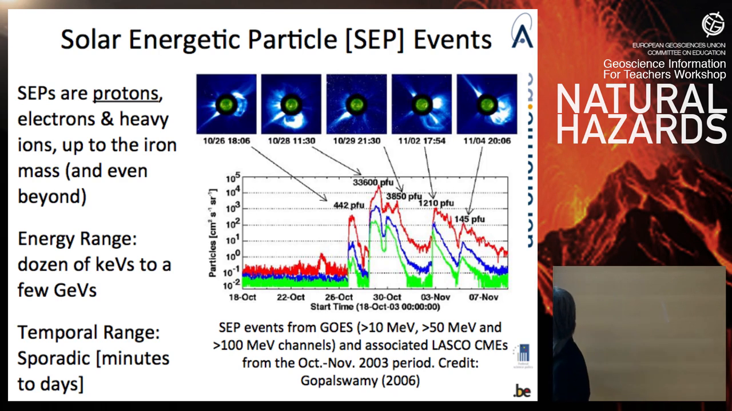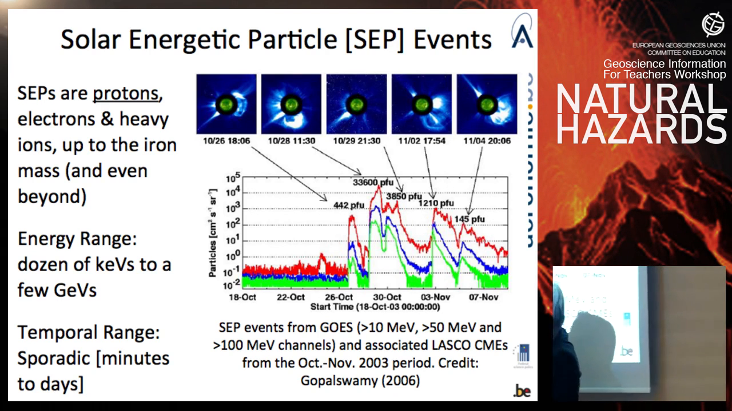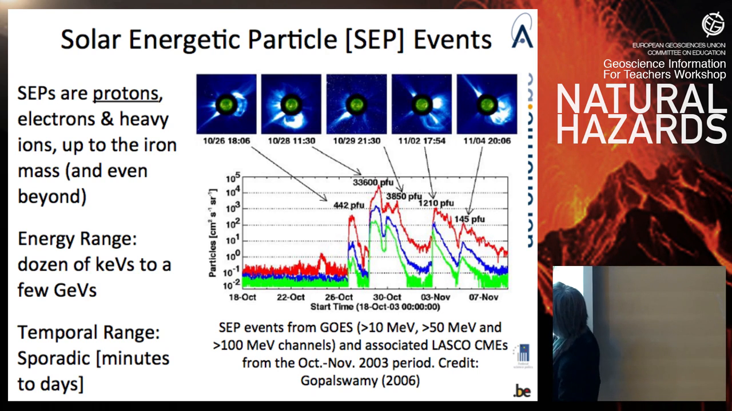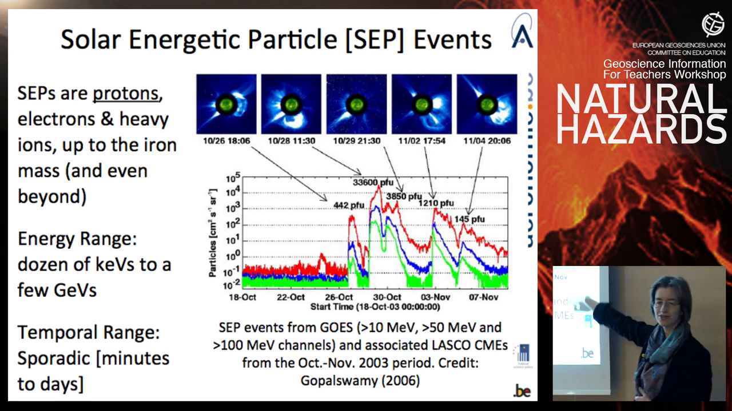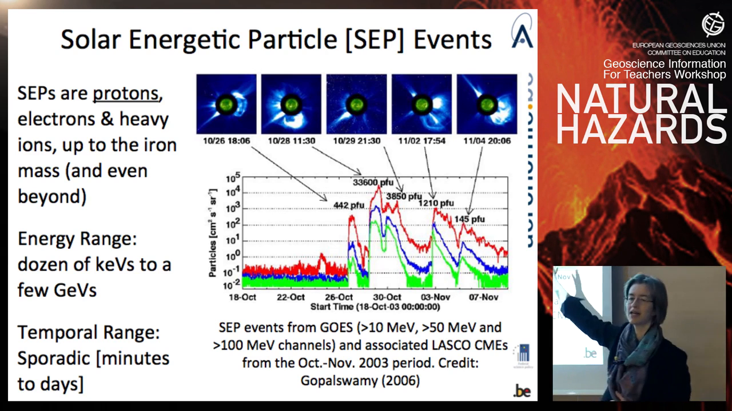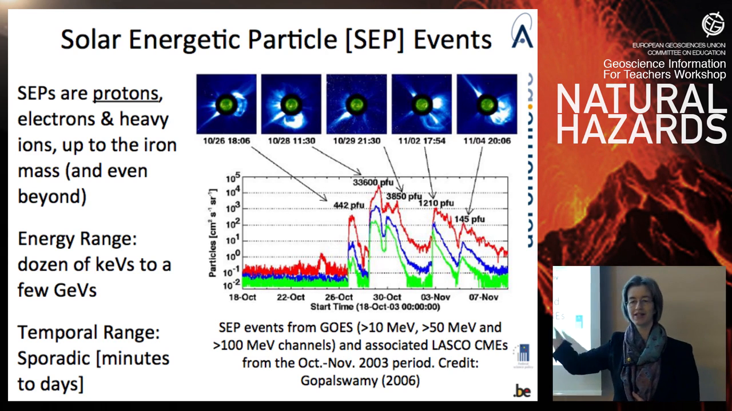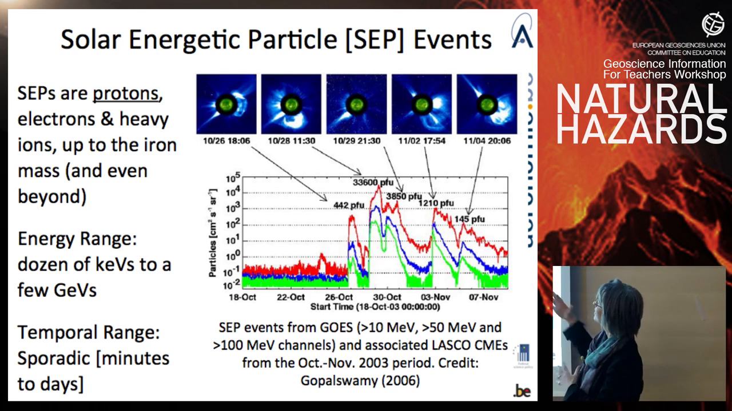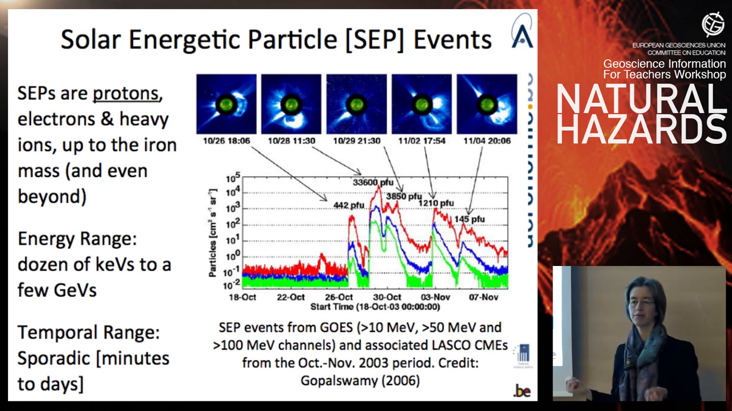So this is just an example, again from 18th October to 7th November during the famous Halloween event. The lower plot shows the proton flux. So you see there are these SEP events occurring. And the upper plot shows the correlation with when there were actually coronal mass ejections. As I mentioned before, there were also solar flares going on during this time. But it's again to show how we look at these types of images.